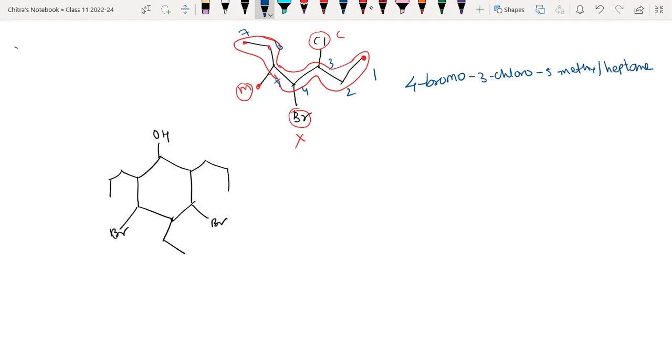So whose one is correct? 4-bromo, 3-chloro, 5-methyl. Yes, yours is correct. Sir, I made a small mistake at methyl because I took the carbon chain from the left side. You can select from the right side also, so you have to start from here only, because here you will get the longest chain, not from here. So you have to start from both sides, from here also and from here also, and check where you are getting the longest chain. That one will be the main chain. Yes, sir, got it.